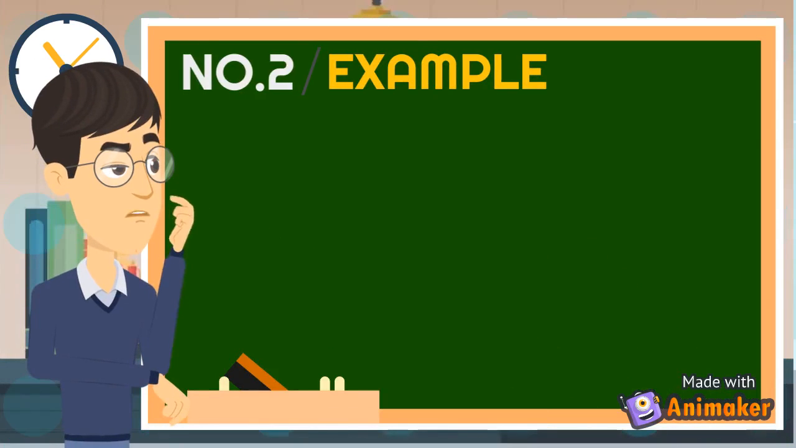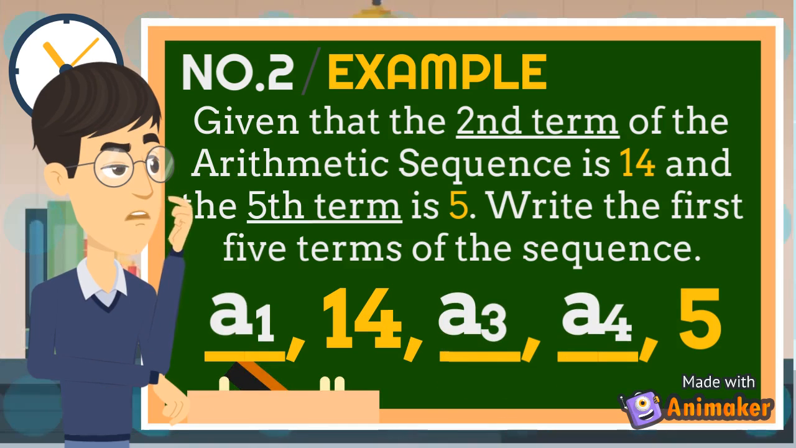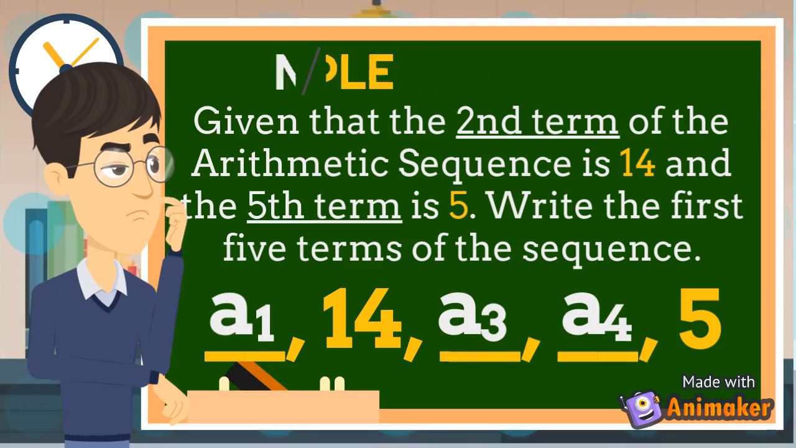Let's now proceed to our second example. Given that the second term of the arithmetic sequence is 14, and the fifth term is 5, write the first 5 terms of the sequence. In this problem, we will be looking for the a sub 1, a sub 3, and a sub 4.